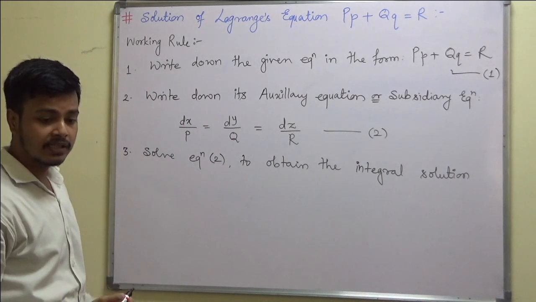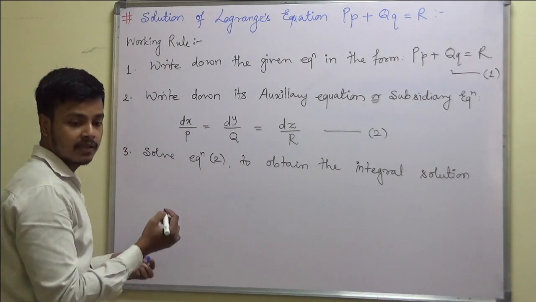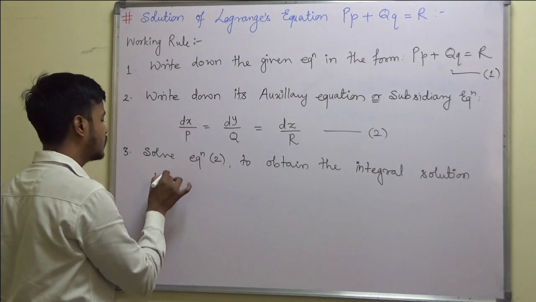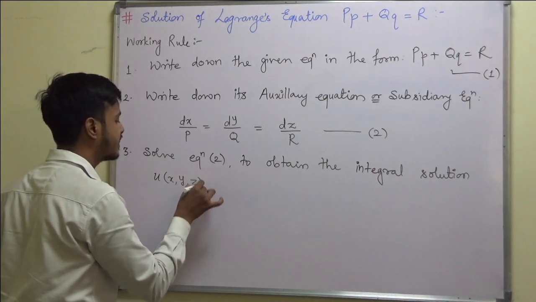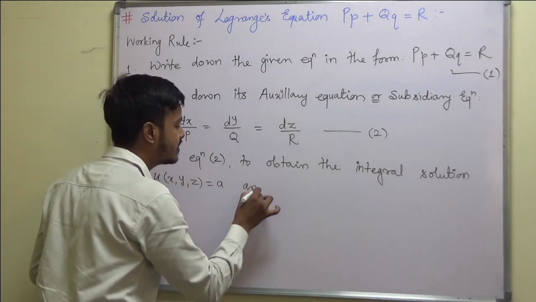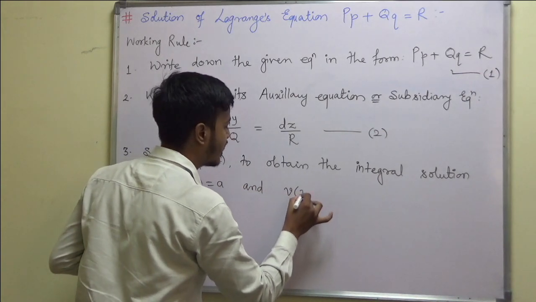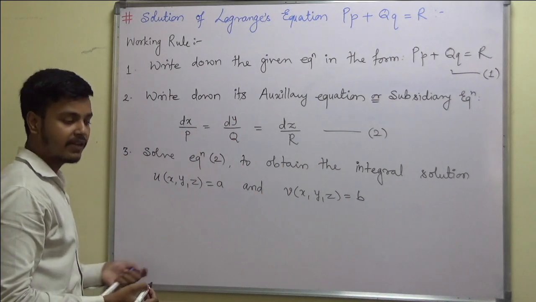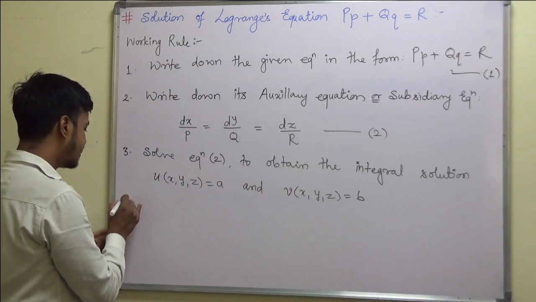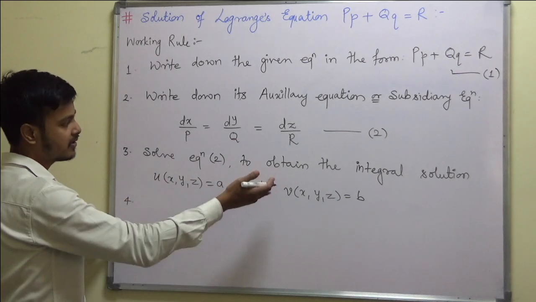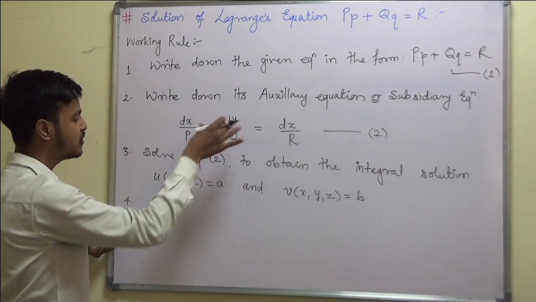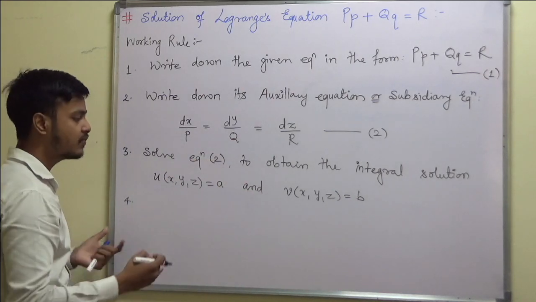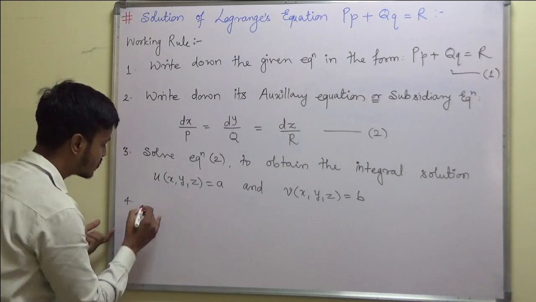Integral solution: u function of x, y, z is equal to a and v function of x, y, z equal to b, where a and b are arbitrary constants. Now, when you solve this subsidiary equation, you will get two integral surfaces or integral solutions. Once you get this, write down the general solution.